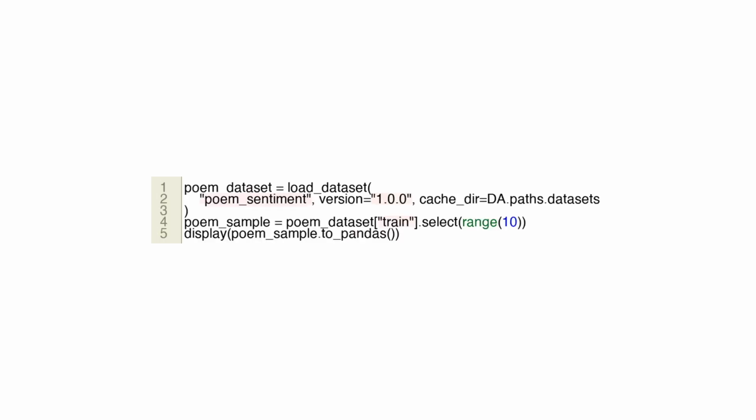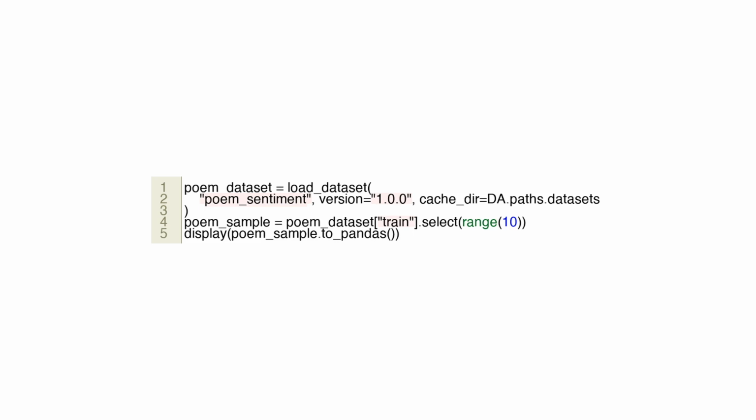This code snippet loads a dataset called poem_sentiment with a specific version number from the cache directory and stores it in a variable called poem_dataset. Then it selects a specific range of data, 10 items from the train subset of the dataset, and stores it in a variable called poem_sample. Finally, it displays the data in a human-readable format using the toPandas function.